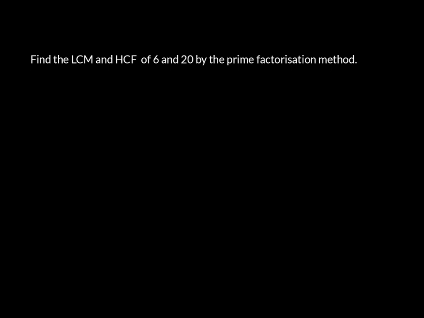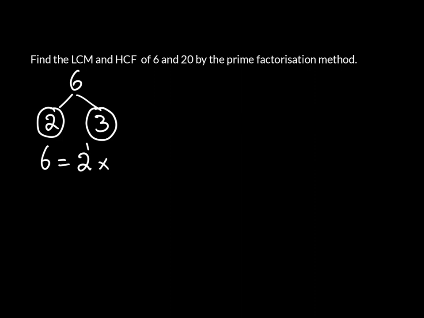So what are the prime factors of 6? 2 times 3. 2 is a prime number and 3 is a prime number. So for 6, the prime factors are 2 to the power 1 times 3 to the power 1.